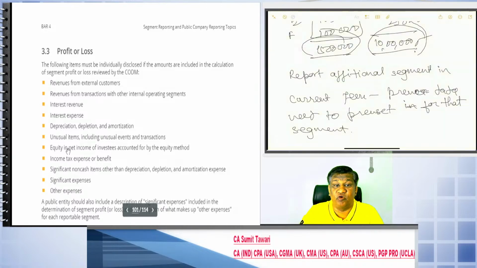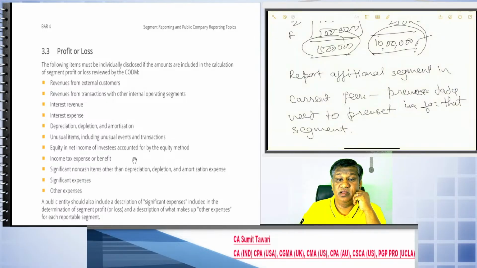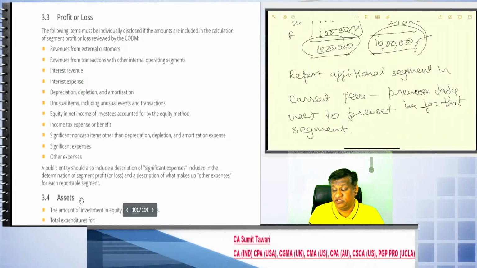So for profit and loss, this is all we need to consider: revenue from external customers, revenue from transactions with other internal operating segments, interest revenue, interest expenses, depreciation, depletion and amortization, unusual items including unusual events and transactions, equity in the net income of investee accounted for by the equity method, income tax expenses, significant non-cash items other than depreciation, depletion and amortization, significant expenses and other expenses. So most of the expenses you need to disclose in a reportable segment. Only corporate expenses we do not consider, because the unit activities do not depend on the corporate expenses.